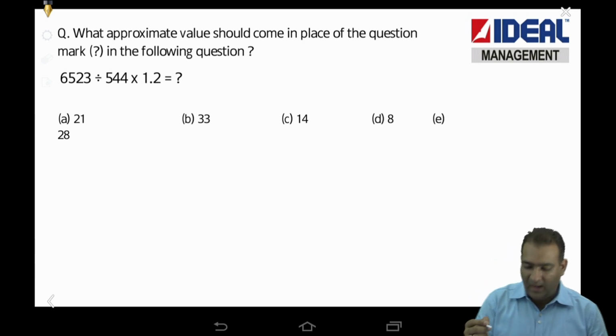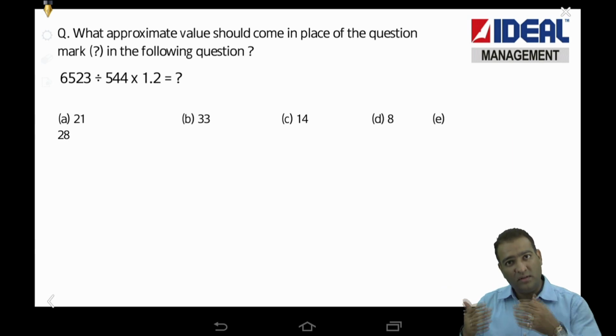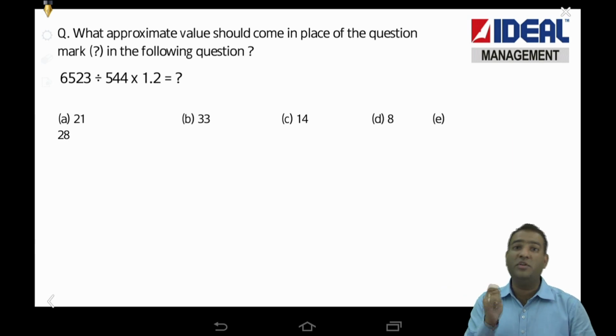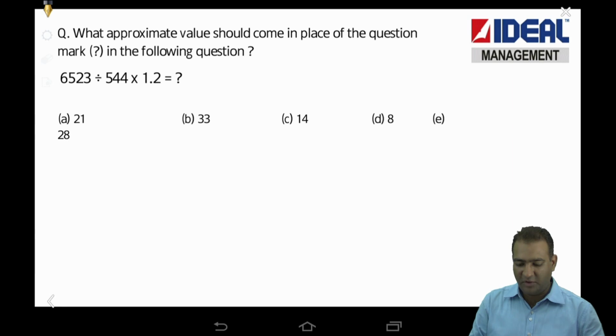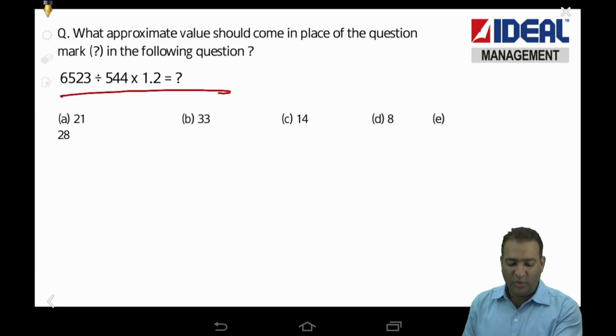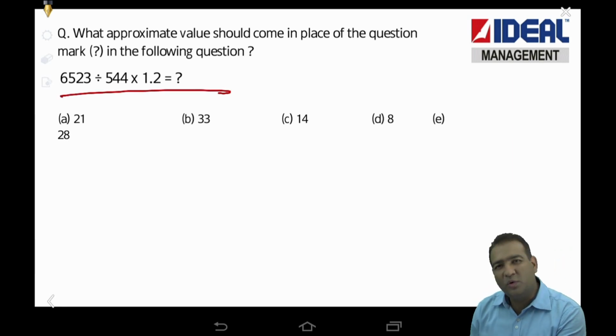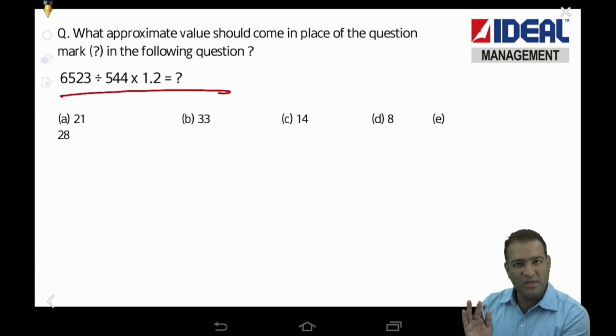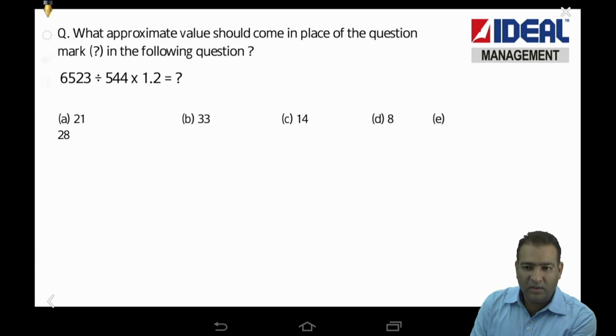So let's start. The questions which I've taken are actual simplification questions, either clerk or PO, specifically for this series. Now, how to solve this question? Obviously, I'm not going to go for the normal method. That's useless. Let's directly talk about the shortcut here.